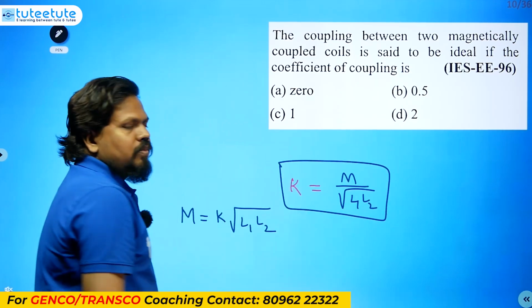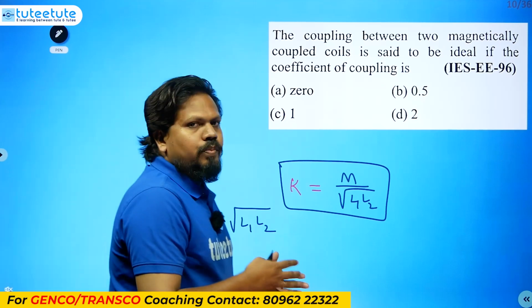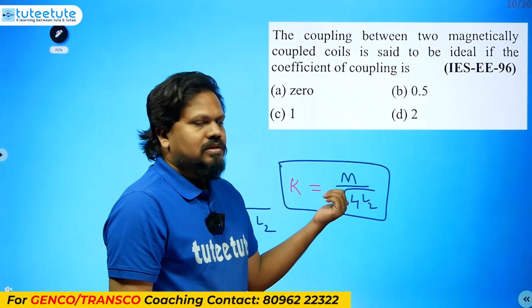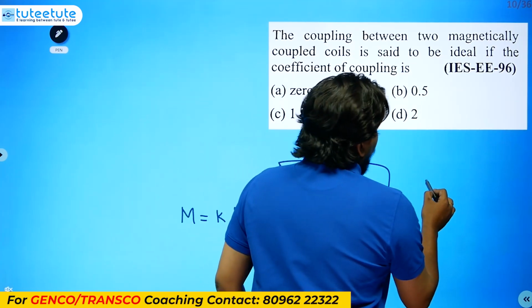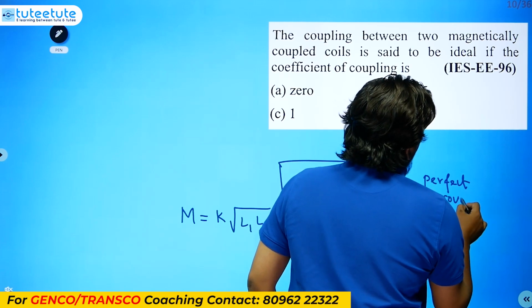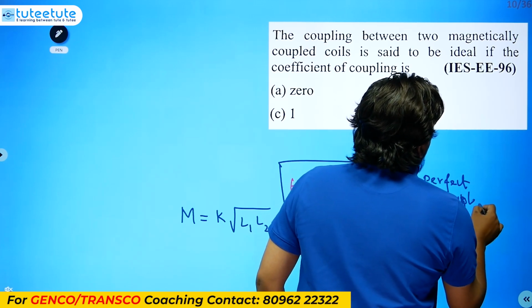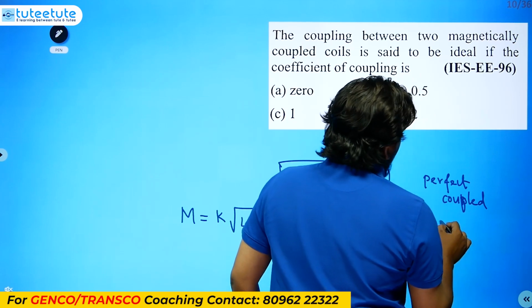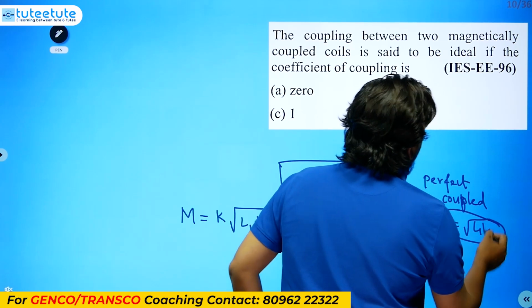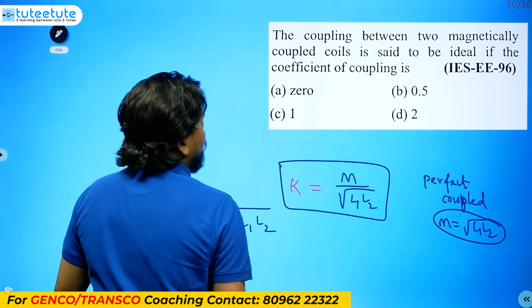If the two coils are coupled perfectly, then the mutual inductance will definitely match this. If it is perfect coupling, then M equals under root L1 L2, so this will be satisfied. That means what is the K value for perfect coupling?